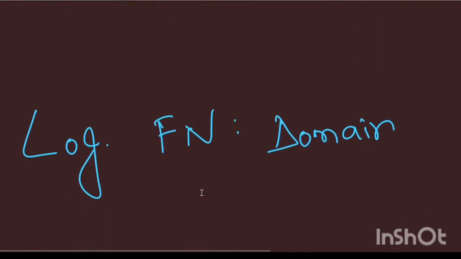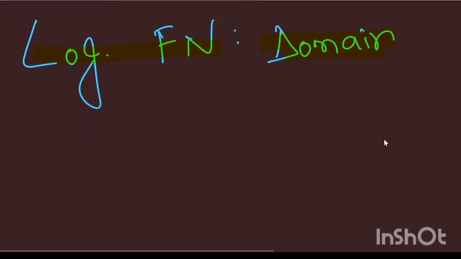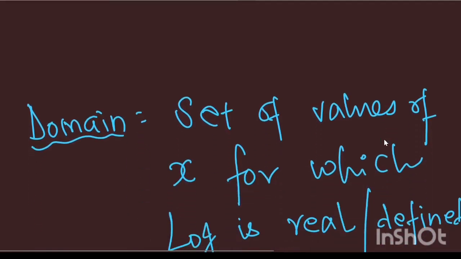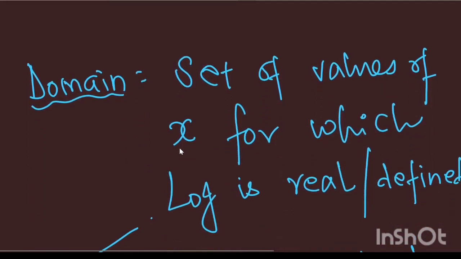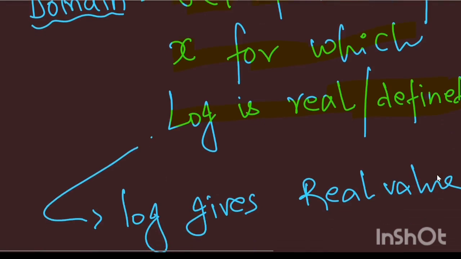So that is the logarithmic function. Now let's see the meaning of the domain of a logarithmic function. Basically, the domain of any function, which includes a logarithmic function as well, is the set of all possible values of x for which the log or the given function gives real or defined values. The log should give a real value.